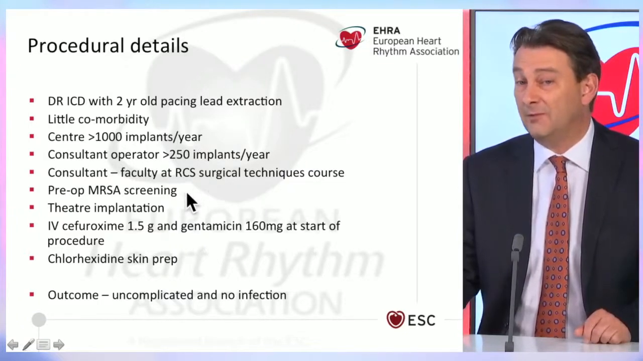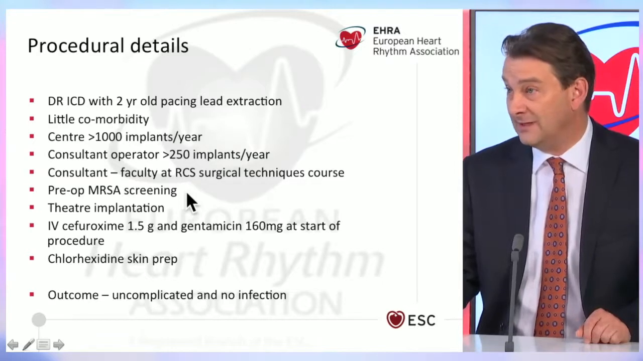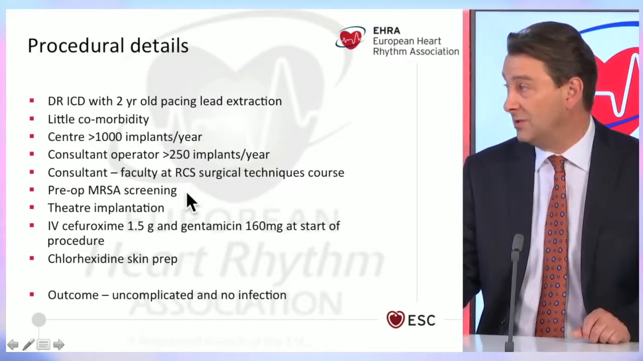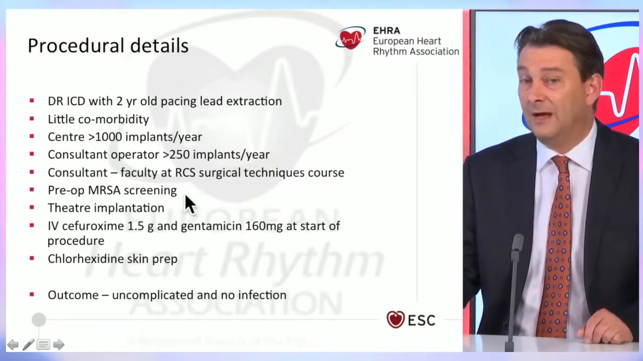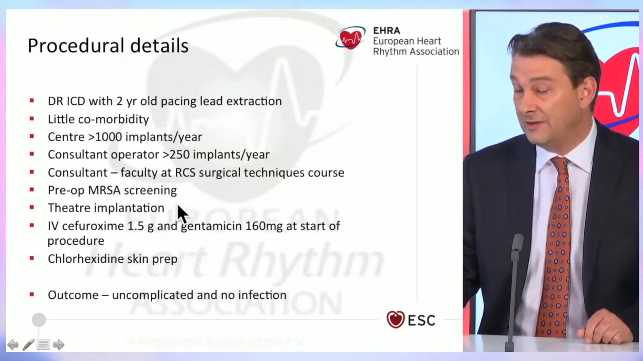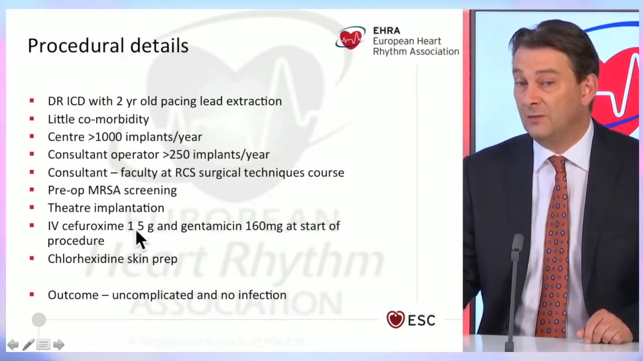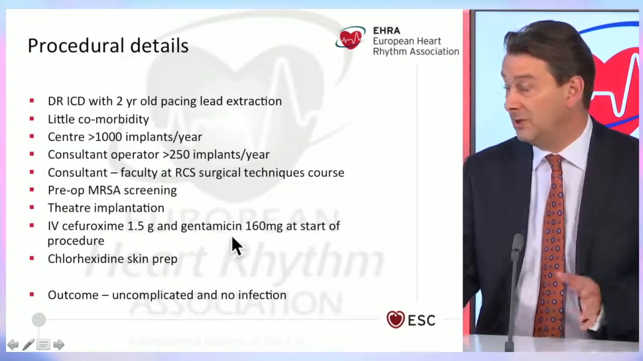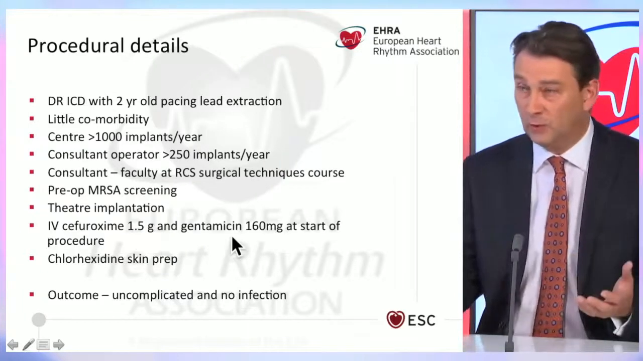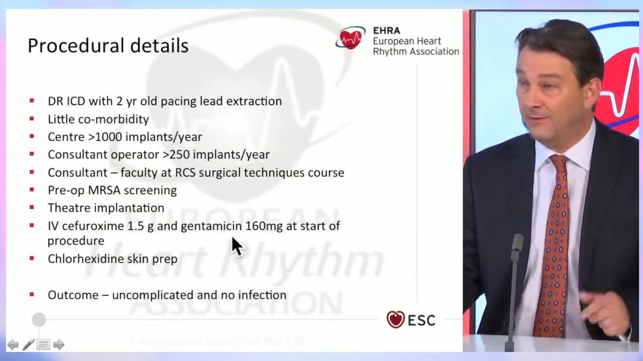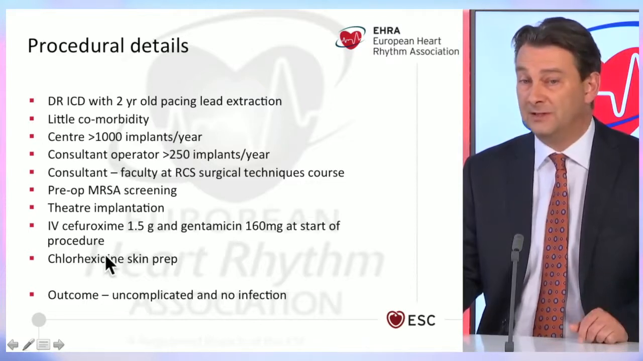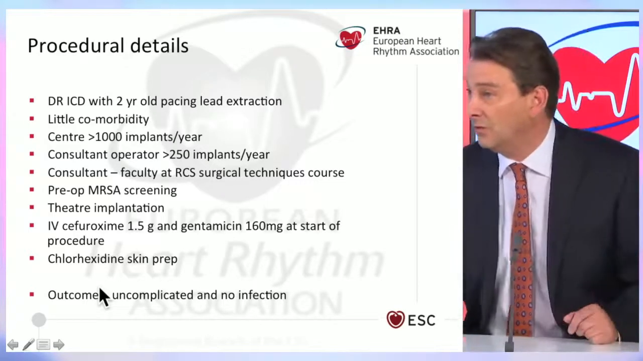The patient had pre-op MRSA screening, which would obviously direct antibiotic choice if there was MRSA positive cultures. It was a theatre implantation because of the extraction with IV cefuroxime and gentamicin. Again, this theory that dual antibiotic prophylaxis may provide a better outcome. Chlorhexidine skin prep, and of course we know there was no infection.